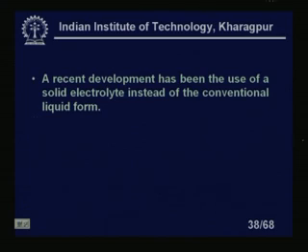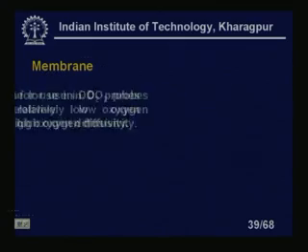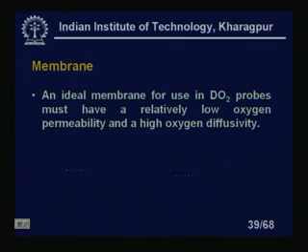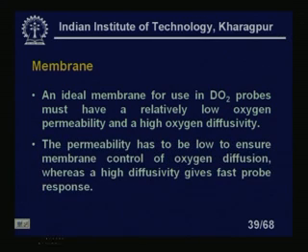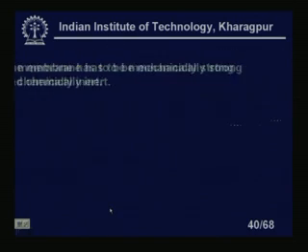A recent development has been the use of a solid electrolyte instead of the conventional liquid form. So this will eliminate the previous problems which we have discussed. Membrane. An ideal membrane for use in DO2 probes must have a relatively low oxygen permeability and high oxygen diffusivity. The permeability has to be low to ensure membrane control of the oxygen diffusion, whereas a high diffusivity gives a fast probe response. Okay, so you have to make a compromise.